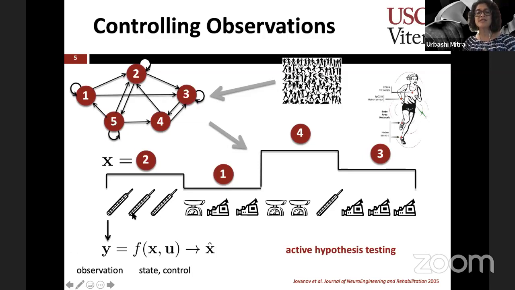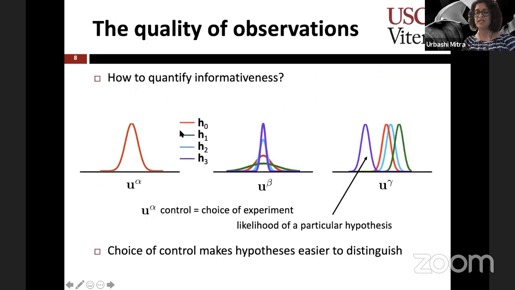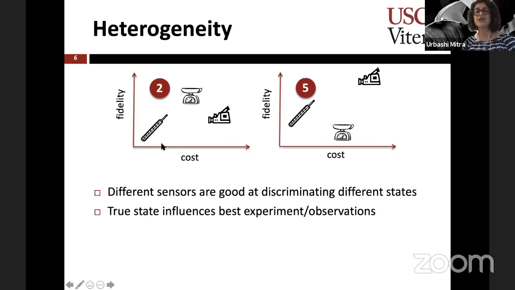But the goal was to design a strategy or a series of sensors to listen to, if you will, in order to determine which state we were in. And so if I can underscore this heterogeneity with this picture here, the challenge that we had was that each of the sensors had a different cost associated with them, but also a different fidelity. And furthermore, that fidelity was often state dependent. So depending on what the true state was, that would change how accurate our sensors were.